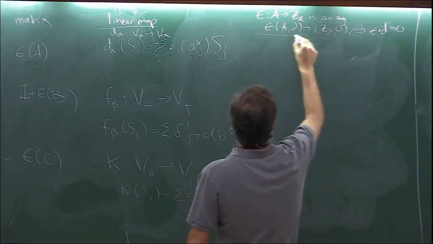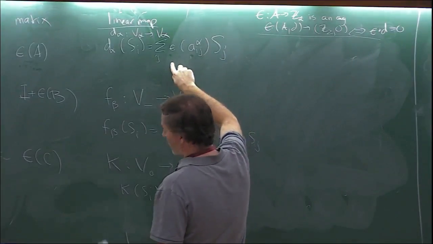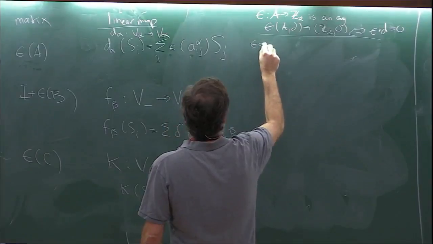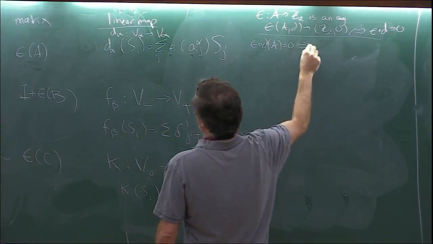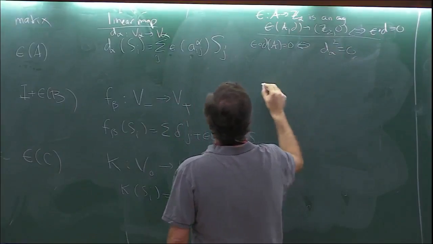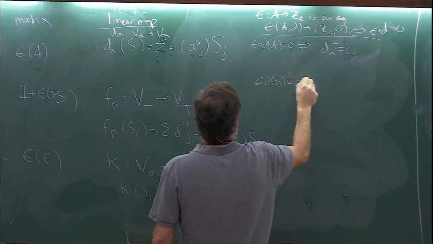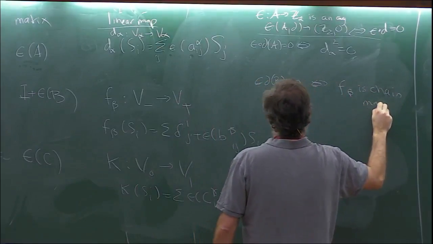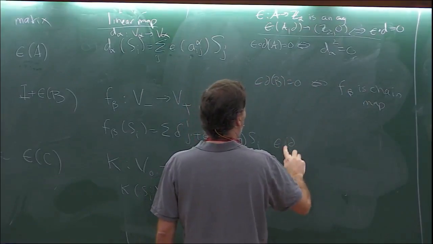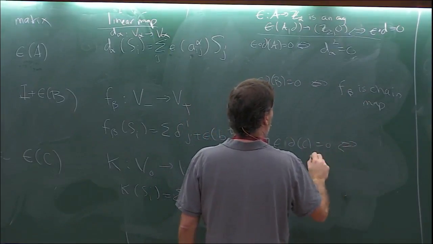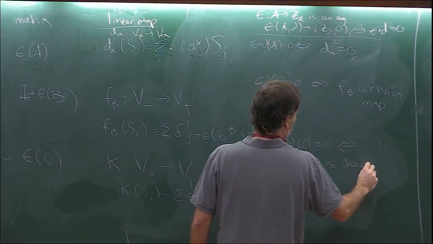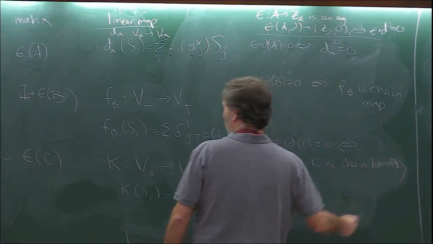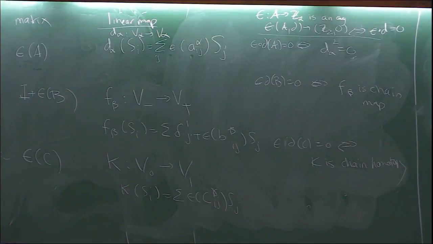So what does that translate to here? Epsilon d a is 0 if and only if d alpha squared is 0. Epsilon d b is 0 if and only if f beta is a chain map. And epsilon d applied to C is 0 if and only if K is a chain homotopy between this family of maps and that family of maps. So basically all I've done here is formalize what should look like algebraic topology into actual algebraic topology.